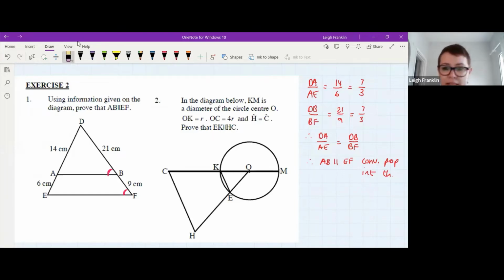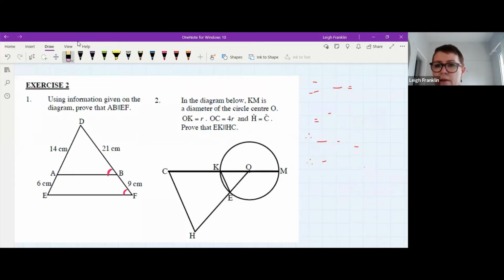All right, so now, is everybody okay with that? I think that's fairly straightforward. It's exactly what we've done. So I'm going to rub that out and just clear the space here, and we can have a look at number 2.